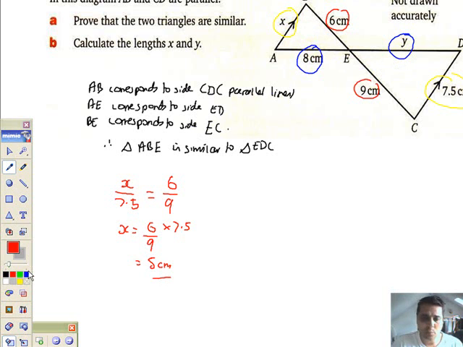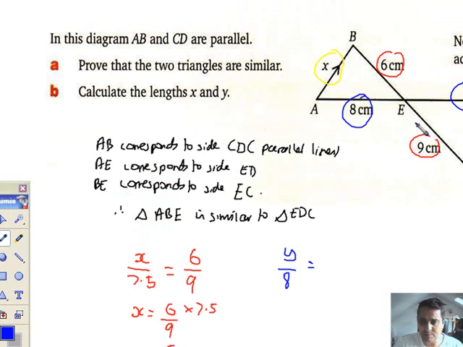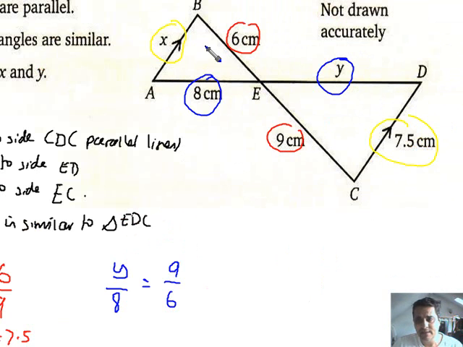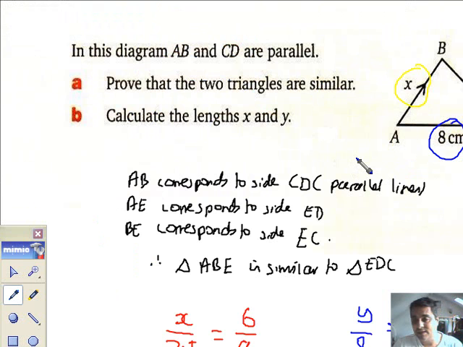And likewise with the y, we'll work it in blue. So y over 8, so it's big over little equals big 9 over little 6. They're the corresponding sides, and please don't use the ones we just calculated in case you made a mistake in calculating the x. I mean, I haven't, but in an exam it's bad policy to use one you've just worked out, unless of course you absolutely have to, you've got no choice.